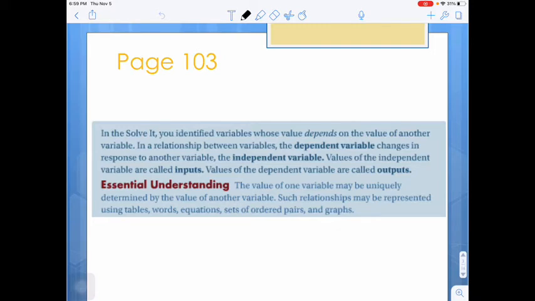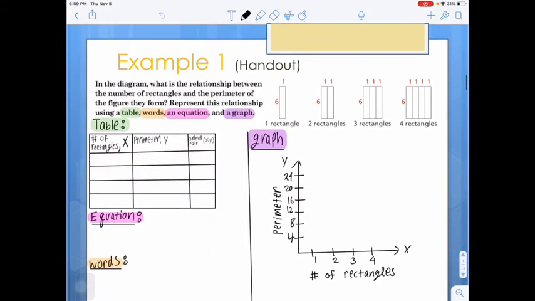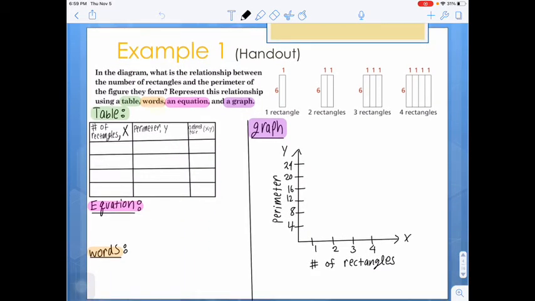The value of one variable may be uniquely determined by the value of another variable. Such relationships may be represented using tables, words, equations, sets of ordered pairs, and graphs. Example 1 says: in the diagram, what is the relationship between the number of rectangles and the perimeter of the figure they form? Represent this relationship using a table, words, an equation, and a graph.